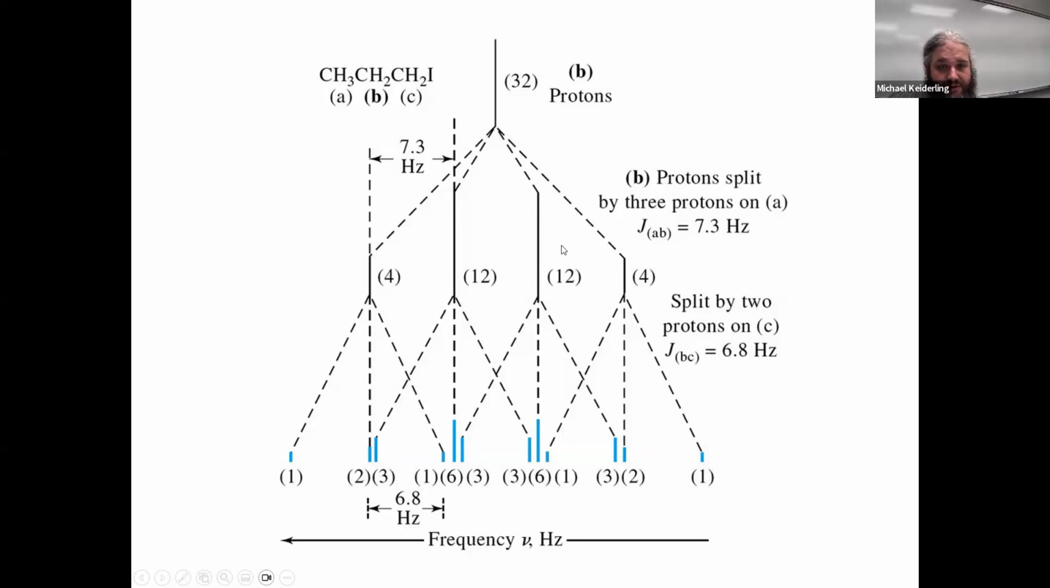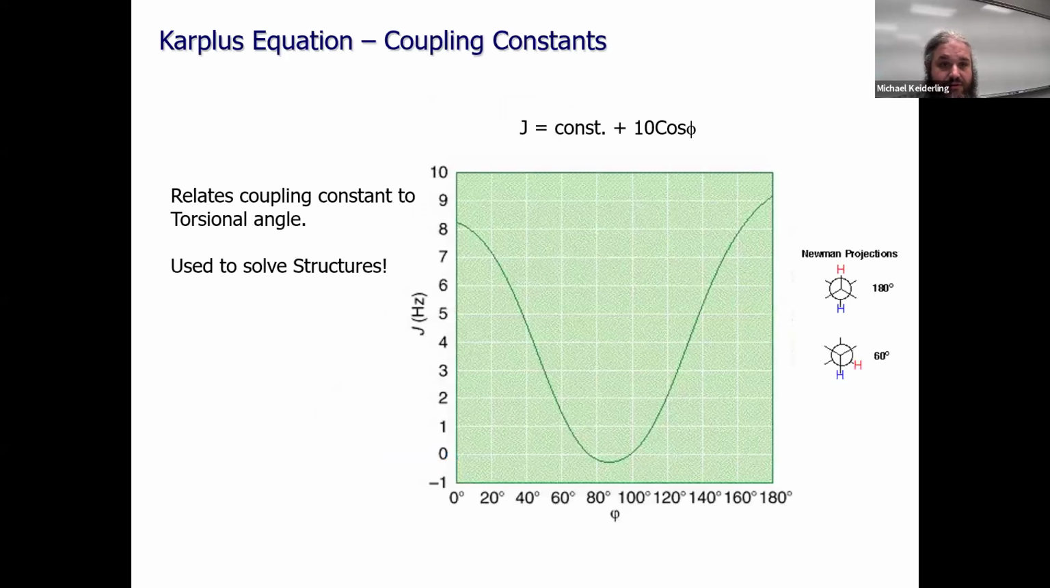And so, Pascal's triangle, and then the combination. So these are doubly split. And you get a total of 1, 2, 3, 4, 5, 6, 7, 8, 9, 10, 11, 12 peaks, which is 3 plus 1 times 2 plus 1. So you can use these sort of patterns to figure out what things are bonded to.